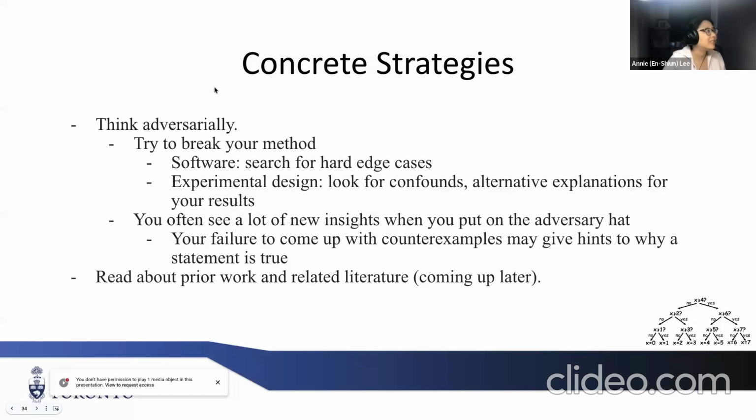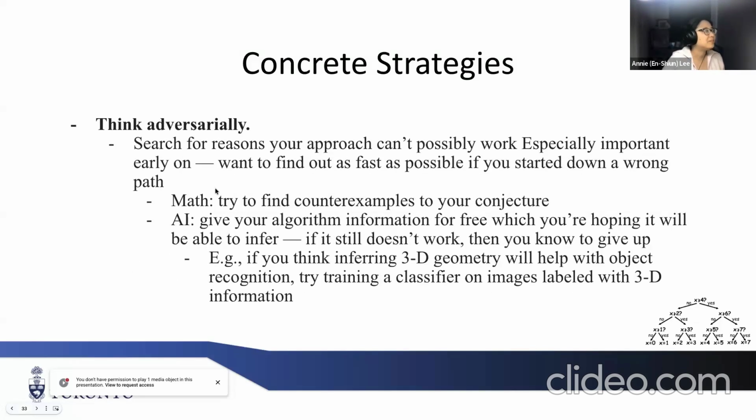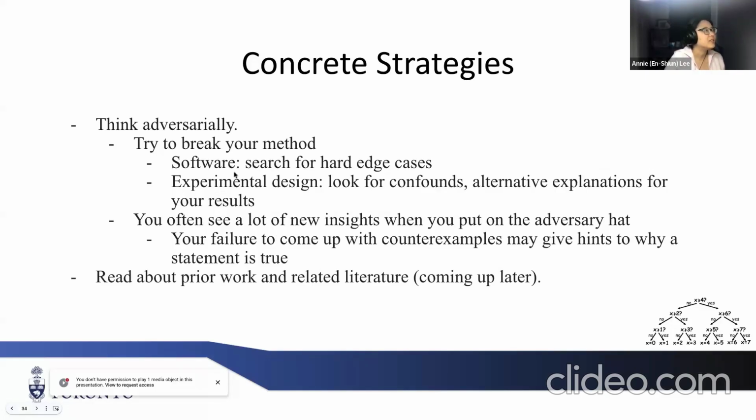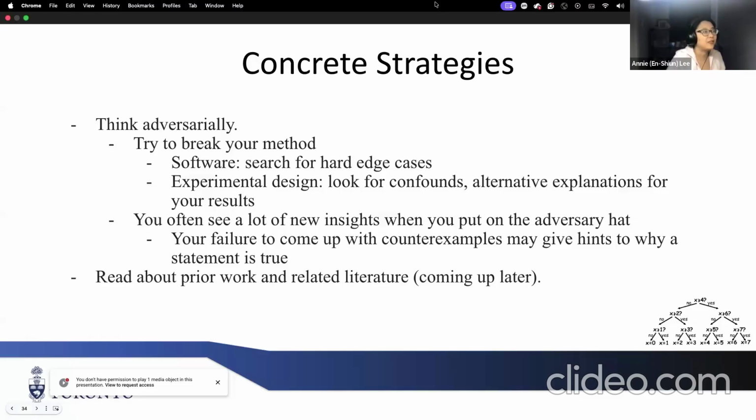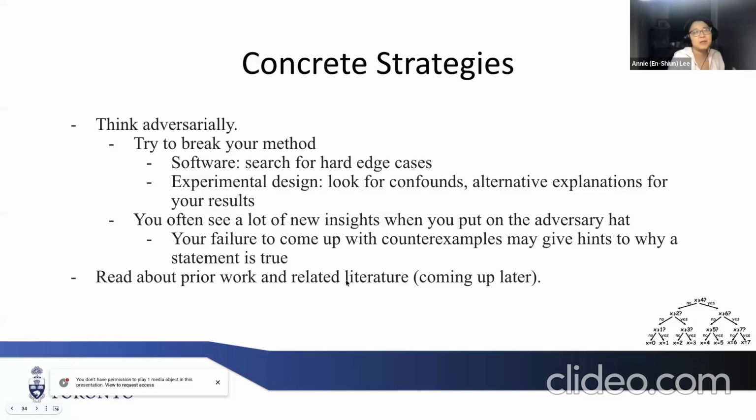Sorry. Okay, think adversarially. In software, you look for really hard edge cases to break your software. In your experiment, if you're doing a biological experiment or human design experiments like Aaron and Sonia, you can look for confounding variables or other explanations. You can see new insights when you put on the adversarial hat, right? Imagine yourself as a reviewer too. And if you fail to come up with counterexamples, you may think about why a particular statement is true.